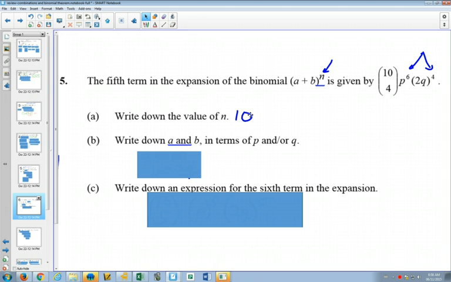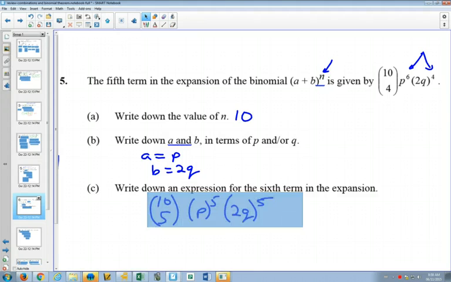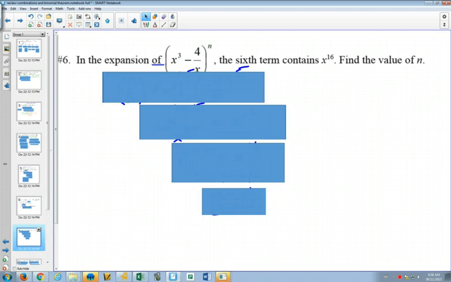So write down the values of a and b in terms of p and q. Well, a is equal to p and b is equal to 2q. And the 6th term in the expansion, you could start it like that and then simplify it from there. But we won't waste time simplifying it right now because you want to start question 6.